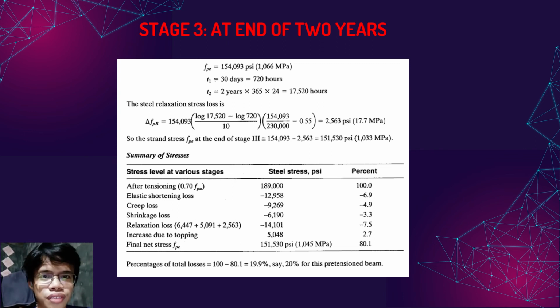So for the final situation of our problem, we will solve for stage 3, or at the end of 2 years. So the values for long-term creep and long-term shrinkage evaluated at stage 2 are assumed to not have an increased significance. So, since the long-term values of K sub CR for creep and K sub SH for shrinkage were used in stage 2 computations, accordingly, we have an F sub PE value of 154,093 PSI. And we also have the T1 value of 720 hours and T2 value of 17,520 hours. Because in a year, we have 365 days, and in a day, we have 24 hours. So that's 2 years times 365 times 24. Our T2 will be 17,520.